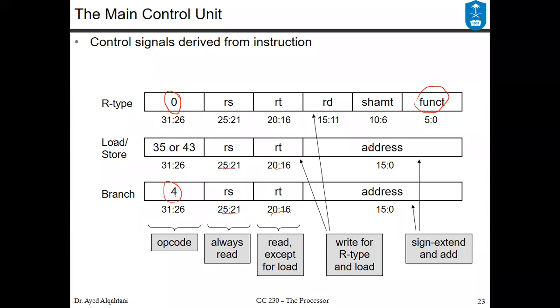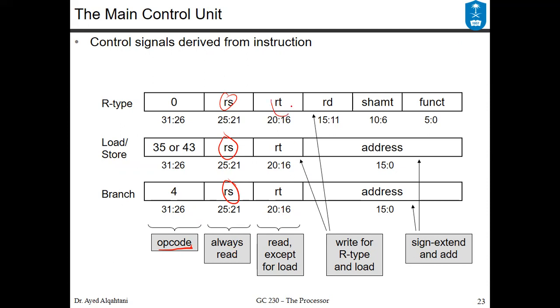And we have the addresses. This address is the displacement or the offset for the load and the store. And this address for the branch is actually the label that you want to branch to. It's important to know these opcodes. Now the RS is always a source register, meaning that we always read it. It will be read from the register file. For the RT, we always read it except for load.